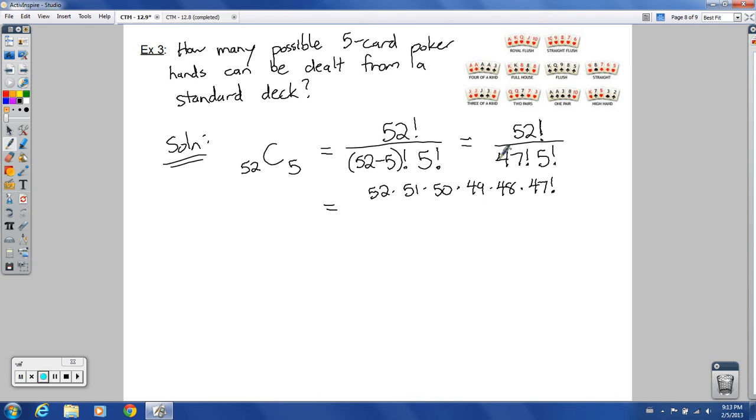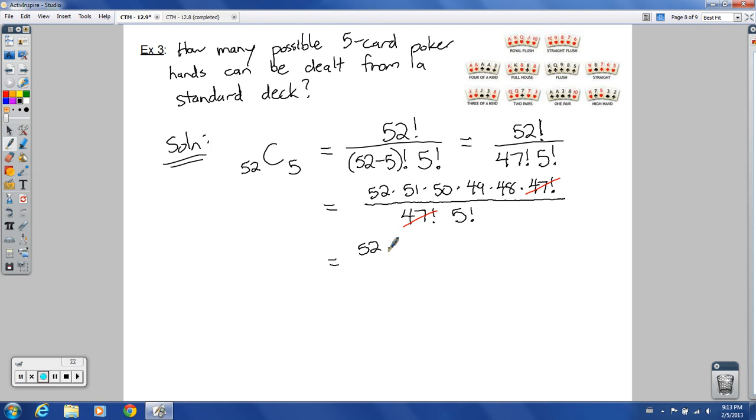I notice there's a 47 factorial down here. So 52 times 51 times 50 times 49 times 48 times 47 factorial means to go all the way to 1. So I could stop right there and watch what happens. If I have 47 factorial times 5 factorial on the bottom, take out your different color, cancel that, and cancel that. Gone. Sweet. So we're just left with 52 times 51 times 50 times 49 times 48 over 5 factorial.